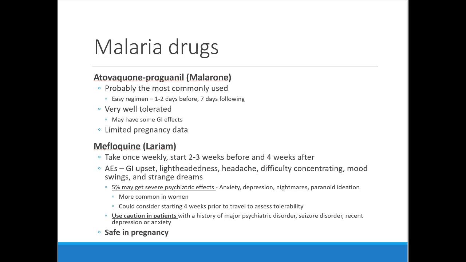There's GI side effects, but there's a small percentage of psychiatric side effects that people can get, more common in women and more common in people with a history of mental illness. So if you have a patient who is a woman with a history of some sort of psychiatric disorder, I'd probably recommend avoiding mefloquine, even though it is safe in pregnancy. What you could do is start 4 weeks prior to their travel, so give them 2 weeks of a trial period and see how they're doing with the psychiatric related side effects. And if they don't get them, maybe it would be safe. So you could do a trial period like that.